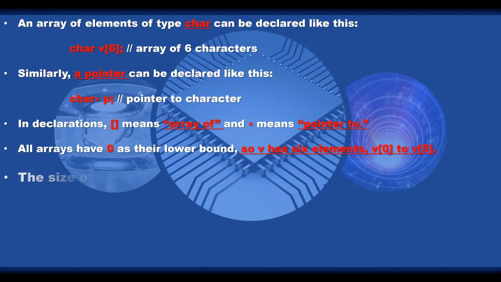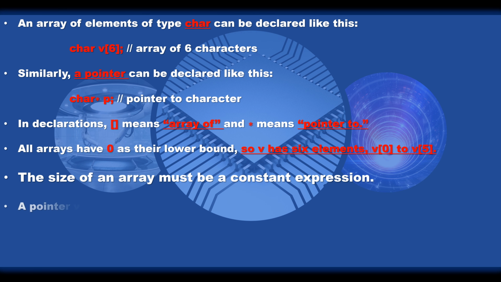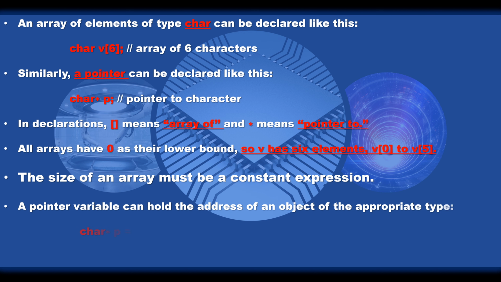All arrays have 0 as their lower bound, so v has 6 elements, v[0] to v[5]. The size of an array must be a constant expression. A pointer variable can hold the address of an object of the appropriate type.